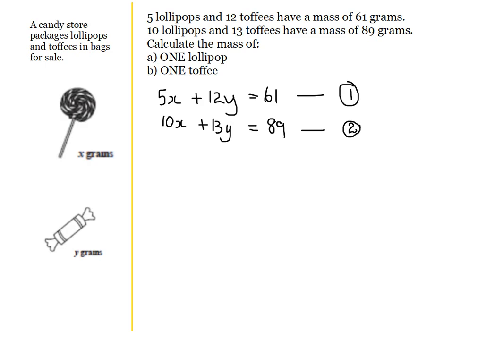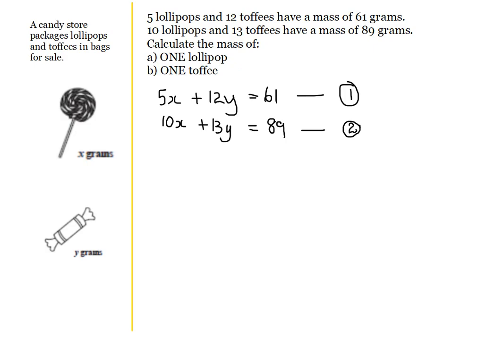And you can choose which variable you want to solve for first. Now, they would have indicated that they want the mass of one lollipop and then the mass of one toffee. And you might feel compelled to try to solve for X first, which would mean that you'd have to eliminate Y first in a case like that. But you can solve your system to suit you and then write in your answers, right? So let's do the elimination process here.